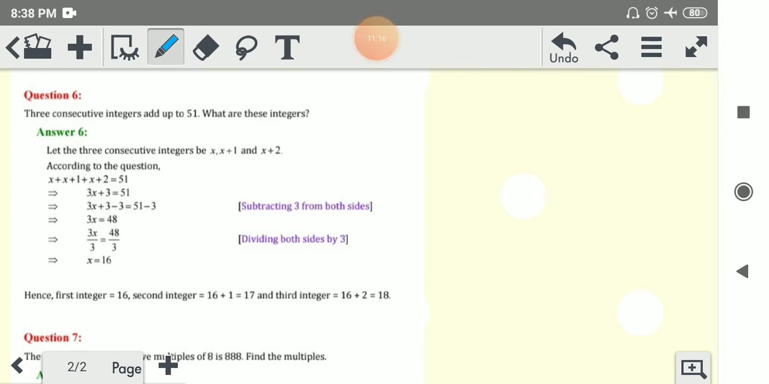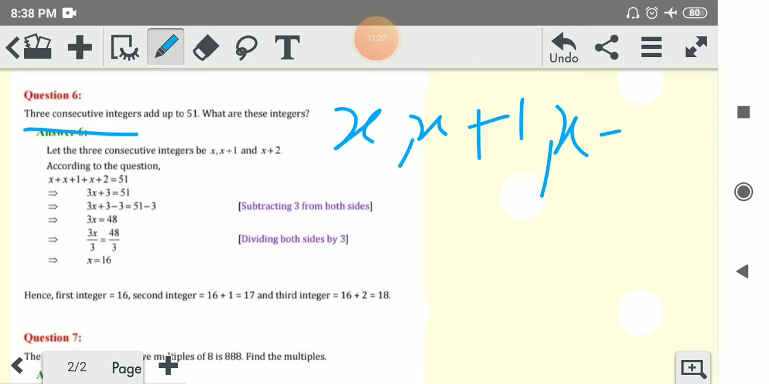Question number 6. Three consecutive integers. Consecutive means regular. Suppose the first number is x, then the second number is x plus 1 and the third number is x plus 2. They are consecutive numbers. Three consecutive numbers add up to 51.